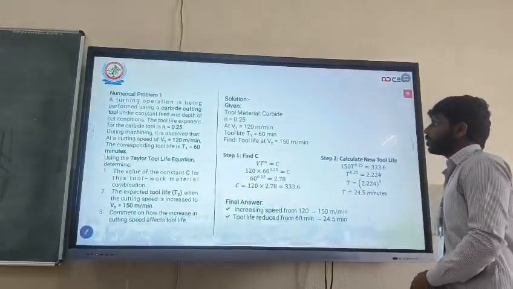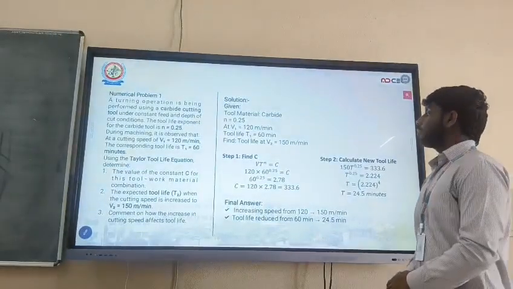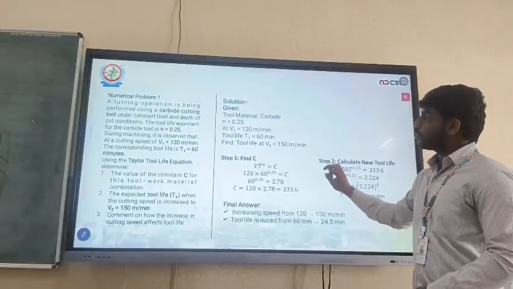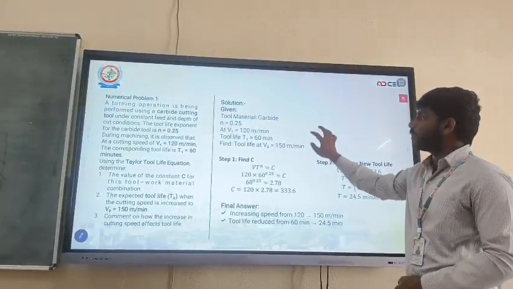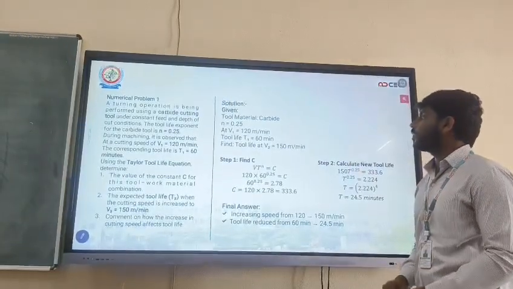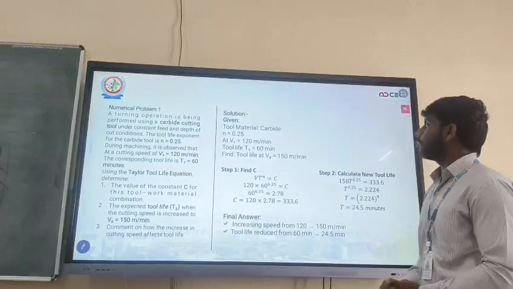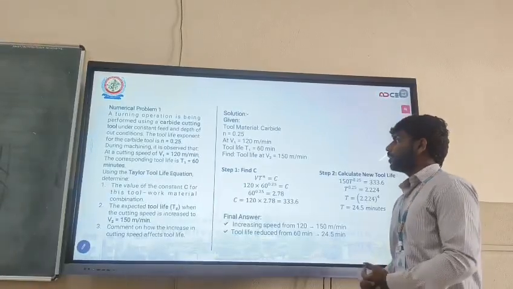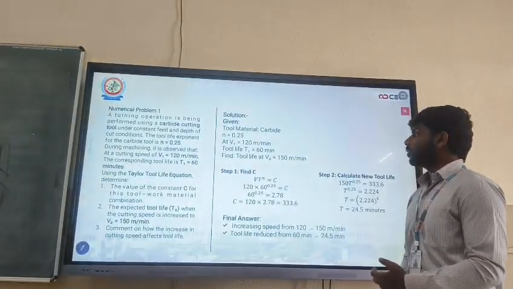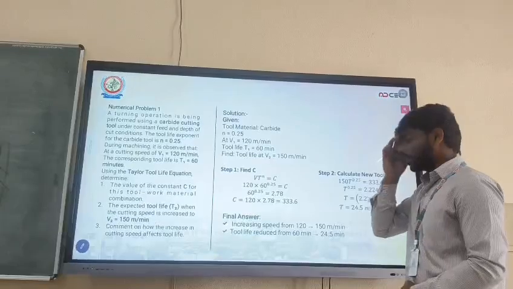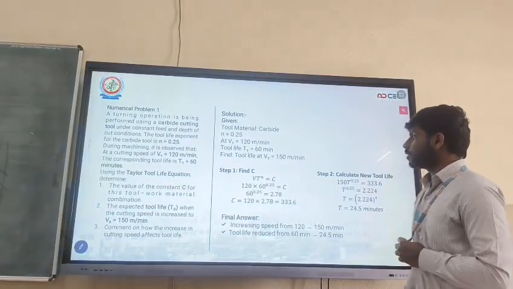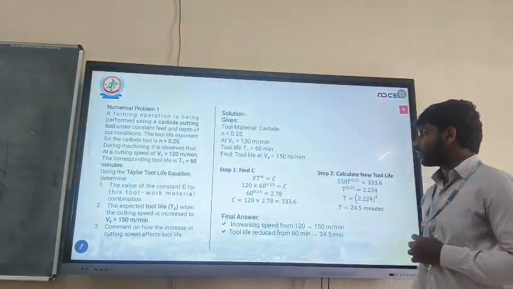The solution for this problem can be calculated as follows. Firstly, we write the given data. The tool material is carbide, n equals 0.25, at V1 equals 120 meters per minute. The tool life T1 is 60 minutes, and we need to find the tool life at V2, which is 150 meters per minute. Step 1 is to calculate the value of constant C.